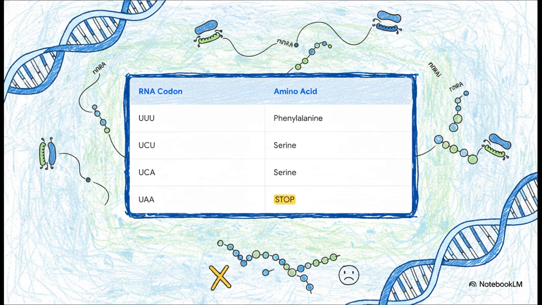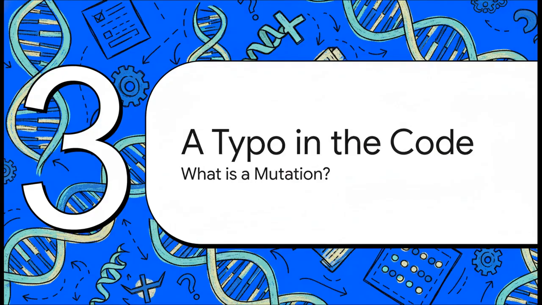But then, look at UAA. It's different. It's not an amino acid at all. It's a stop sign. It literally tells the ribosome, okay, we're done. Stop building now. And this is where we get to the heart of our story.